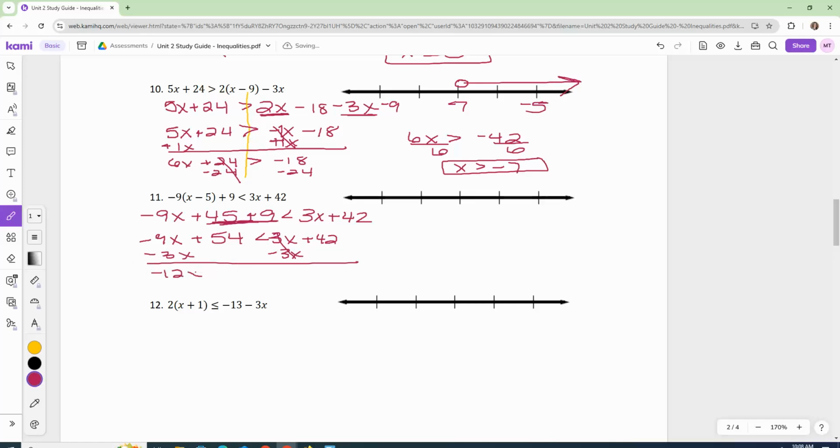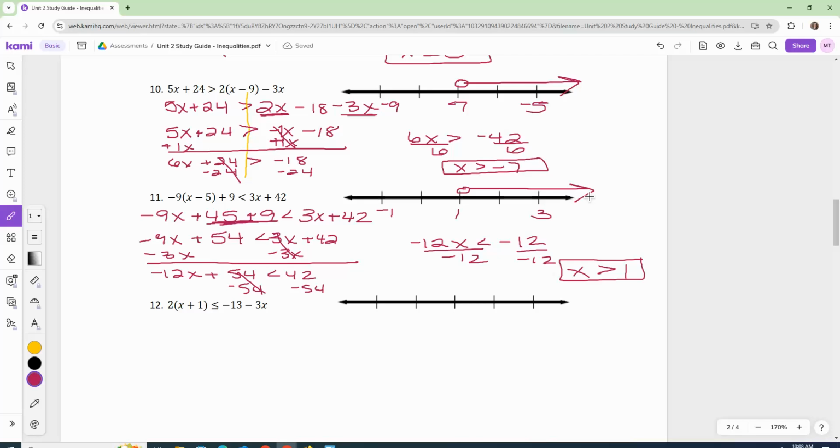Alright, then what? Subtract the 3x. So we have negative 12x plus 54 is less than 42. Subtract the 54. So negative 12x is less than negative 12. When we divide by a negative, what happens? Flips. So x is greater than 1. Open or closed? Open. And going to the right. Okay, number 12.